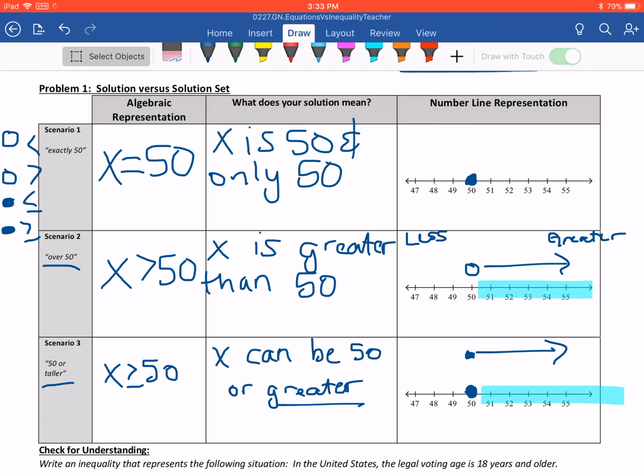So these are pretty different because if this line said exactly 50, that means only people who are exactly 50 inches can ride the ride. That wouldn't make a lot of sense because most people are not 50 inches. If it says x is over 50, that means even if you are 50 inches tall, you can't ride it because you have to be over 50. And if it says 50 or taller, that means if you're 50 inches, then you're in luck, you get to ride it. But also if you're 60 inches or 70 inches, you get to ride it as well.